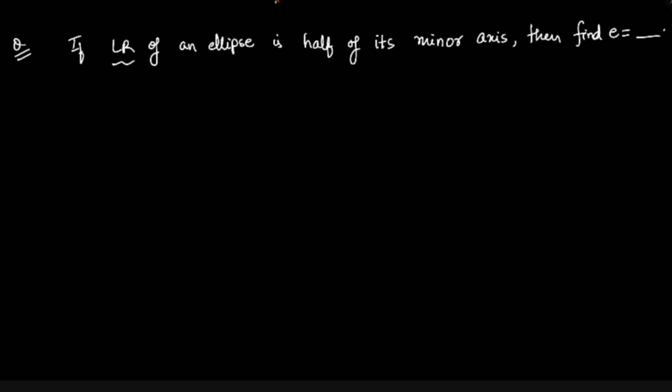What is the latus rectum of an ellipse formula? Semi-latus rectum is semi-minor axis square by semi-major axis. So the latus rectum is 2b square by a. It is equal to half of its minor axis. What is half of the minor axis? The minor axis is 2b, so half of the minor axis means b.